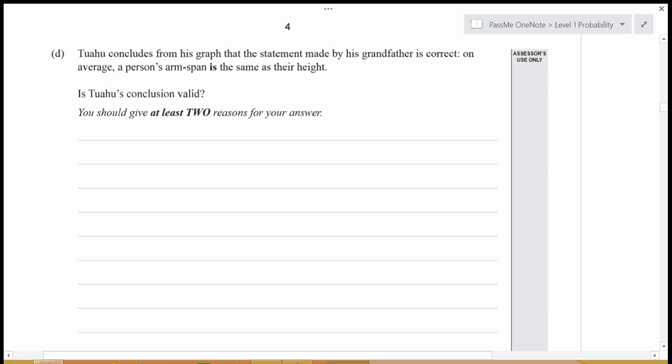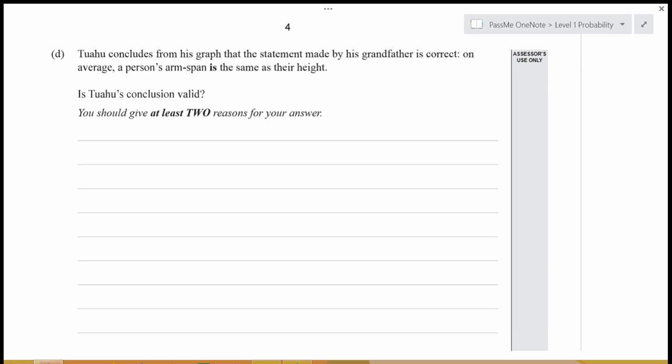Okay, so looking at question D here, Tuahu concludes from his graph that the statement made by his grandfather is correct, that on average a person's arm span is the same as their height. Is Tuahu's conclusion valid? You should give at least 2 reasons for your answer. Well, look, here once again this question is just so open. You could say yes, it's correct. You could say no, it's incorrect. But you've really got to decide what you're going to do, and just back it up with some statistics. So you could even say in some ways yes and in some ways no. But whatever you do, you need to back it up.